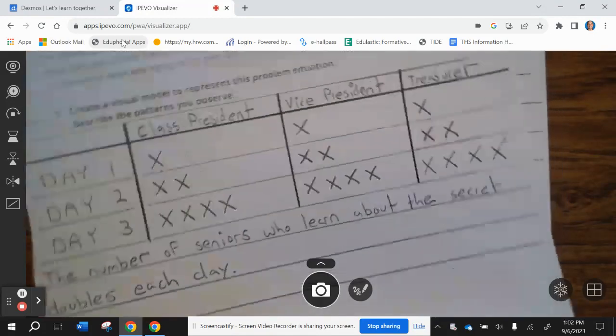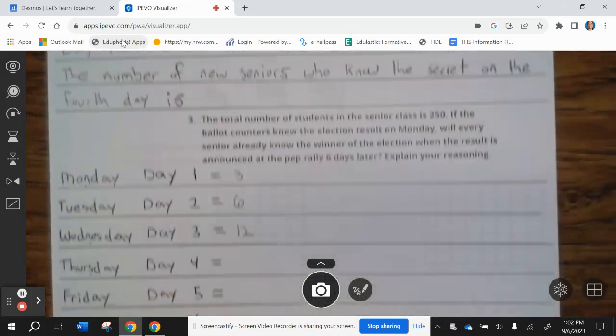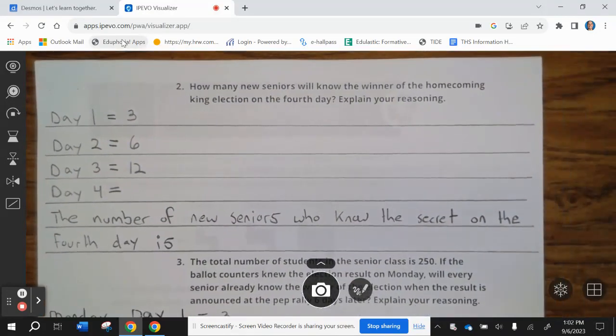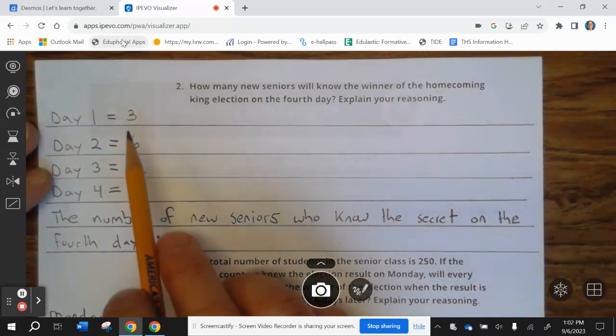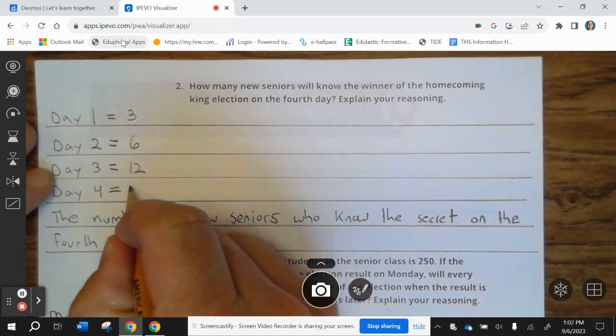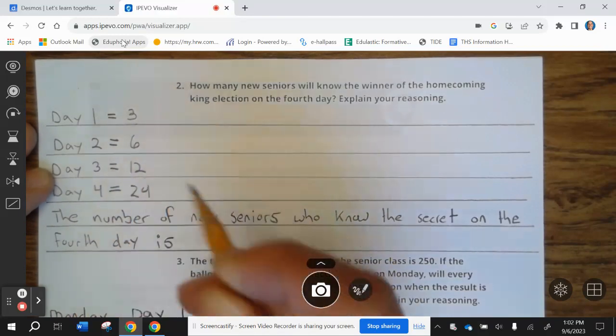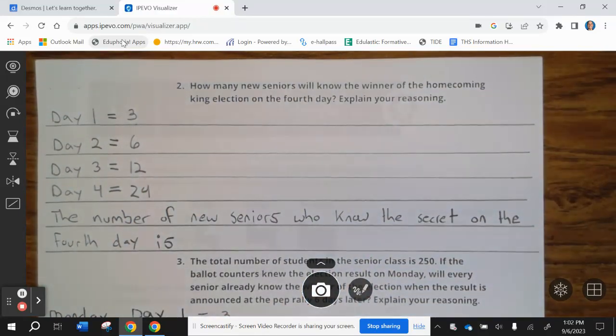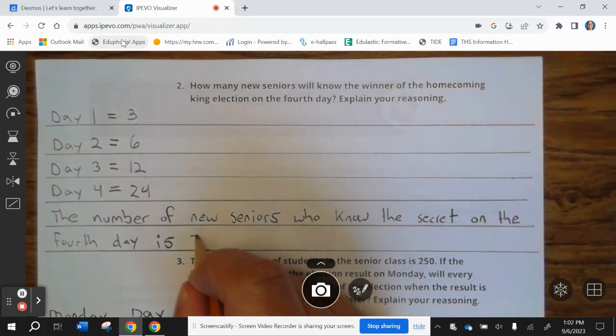Okay, let's take a look at the next page. How many new seniors will know the winner of the homecoming king election on the 4th day? Well, in day 1, 3 people knew. In day 2, 6 people knew. In day 3, 12 people knew. So in day 4, 24 people will know. So the number of new seniors who knew the secret on the 4th day is 24.